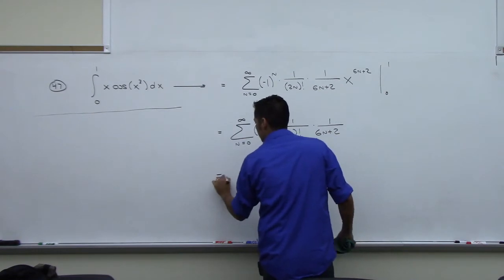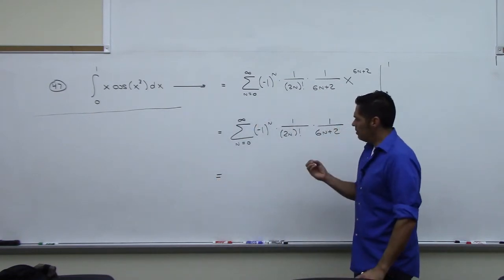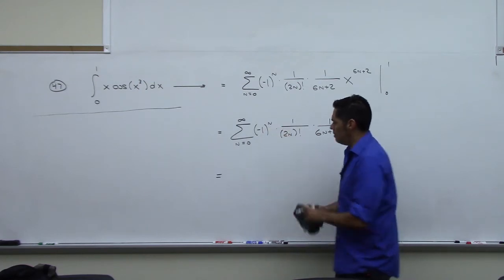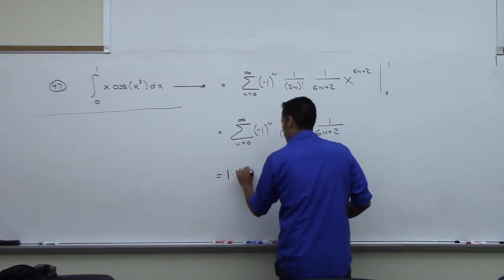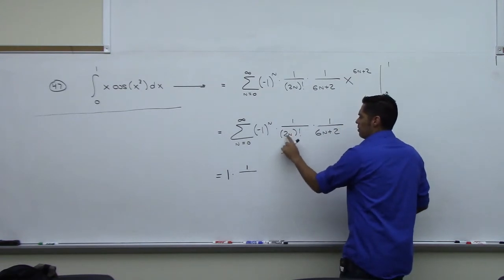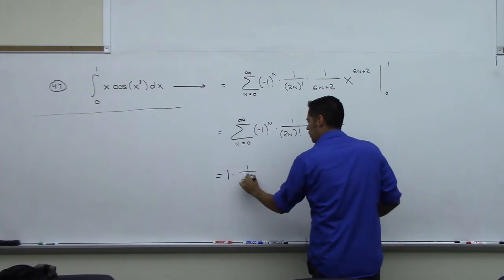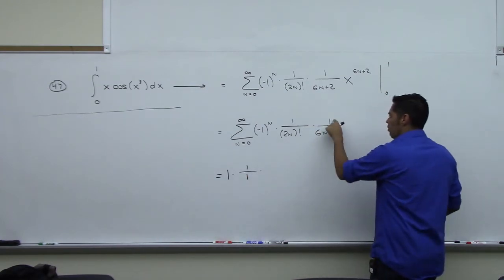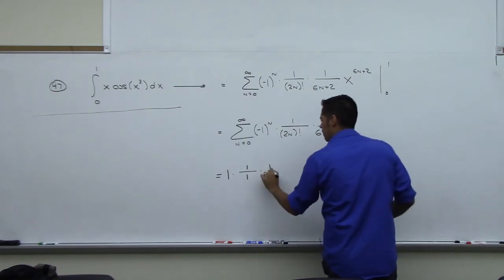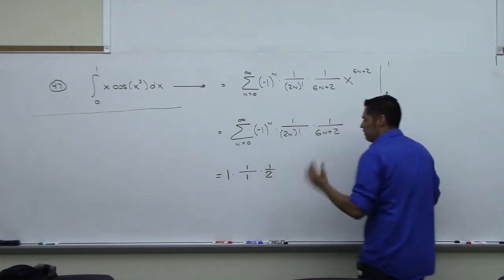So let's plug in 0 first. When we plug in 0 here, negative 1 to the 0 is 1, so I get 1 times 1 over 2 times 0, which is 0, and 0 factorial is 1, so I get a 1 here, times 1 over 0 times 6 plus 2, so I just get 1/2 right there. Okay, that's my first term.